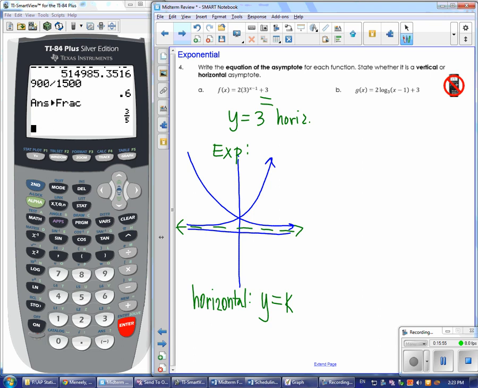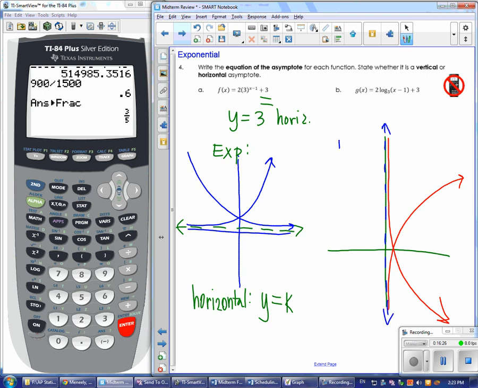A logarithmic function, you will learn, is just the inverse of an exponential. And so when we think about an inverse graphically, we're actually reflecting it over the line y equals x. So a logarithmic function is going to have a vertical asymptote. And so our logarithmic graphs can increase and decrease as well. But this time, they have a vertical asymptote. So if it's a log function, it will have a vertical asymptote.